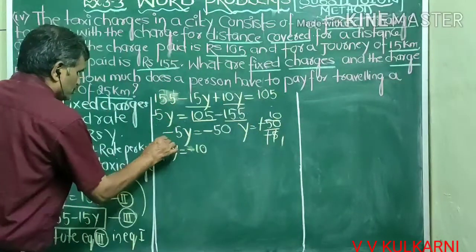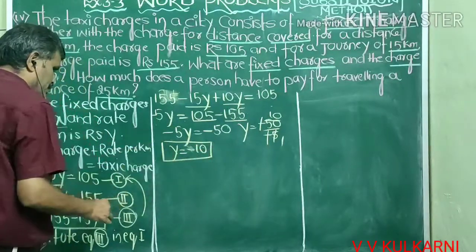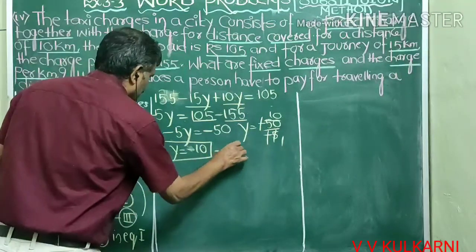How can we get a negative sign? We cannot get a negative sign. So what I am getting is y is equal to 10, which is the fourth equation.